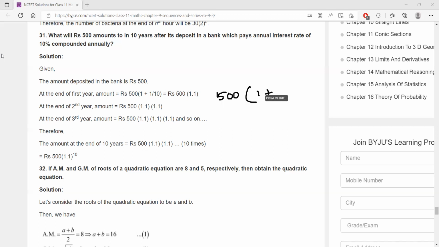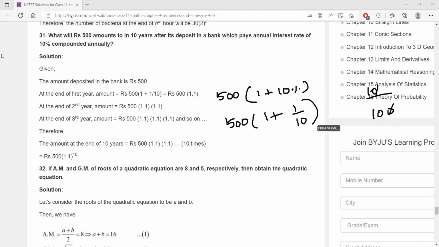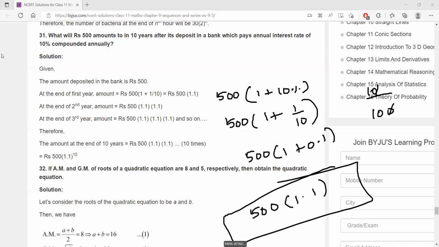What is the interest? 10%. So now you will change the 10% into a fraction. What is 10% in fraction? It's 10 upon 100. When you simplify, you will have 1 upon 10. Convert this fraction into a decimal, and you will have 0.1. So 1 plus 0.1 is nothing but 1.1. So you just have to multiply this 500 by 1.1. We are just keeping this as the amount at the end of the first year.